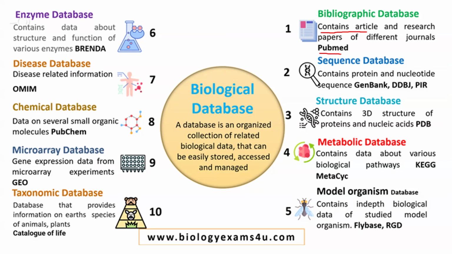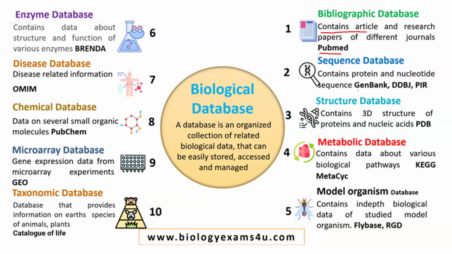Like for example, if you actually log into NCBI, it is like a house that contains multiple number of databases. And examples of those databases that can be found in NCBI, we have PubMed. So PubMed is an example of database that contains research articles and research papers of different journals. And then we have sequence database. A sequence database contains protein and nucleotide sequence.